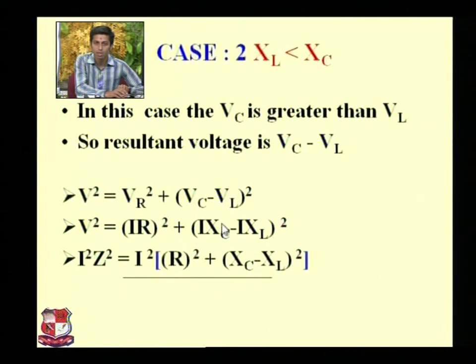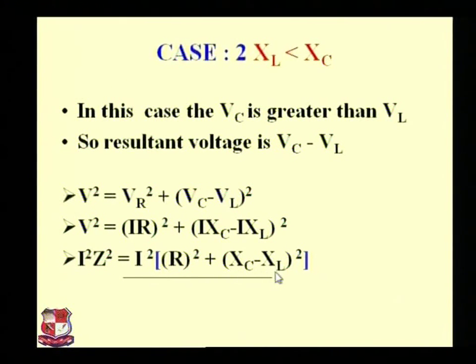From these two brackets I have taken out I as common. When I take I common, there is a square. Now I square and I square cancel out, so the remaining term is Z square equals R square plus (XC minus XL) square. Now to get the value of impedance, we take the square root on both sides, so Z equals the square root of R square plus (XC minus XL) square. So in case 2, when the capacitive reactance is more than the inductive reactance, impedance is given by the square root of R square plus (XC minus XL) square.